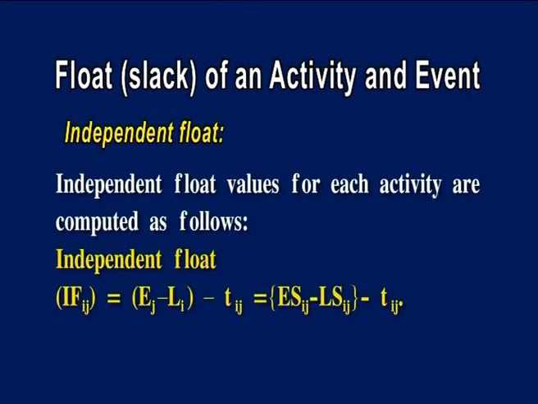Independent float values for each activity are computed as follows. Independent float IF of ij is equal to E of j minus L of i minus T of ij, equal to ES of ij minus LS of ij minus T of ij. The negative value of independent float is considered to be 0.